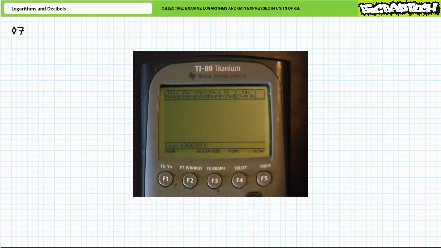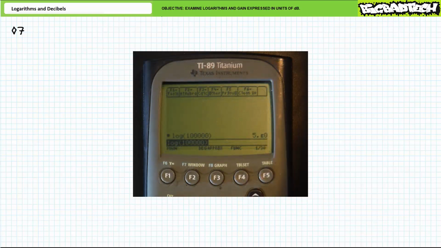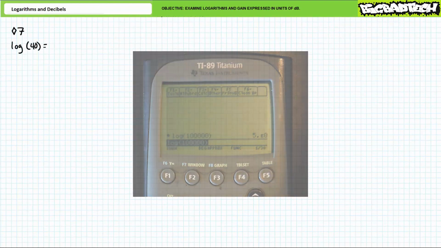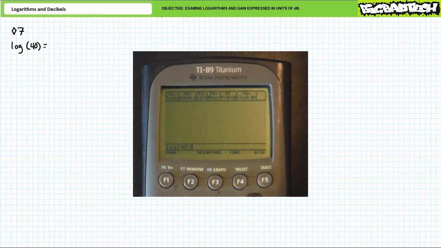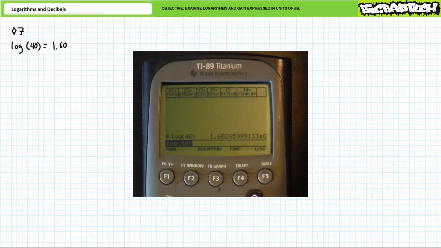Diamond 7, enter 100,000, close the parentheses and hit enter. The calculator spits back the number 5, as you might expect. Let's try something harder. Consider the expression log of 40, meaning to which power do we need to raise the assumed base 10 to get 40? Diamond 7, enter 40, close the parentheses and press enter. The calculator spits back the number 1.6.